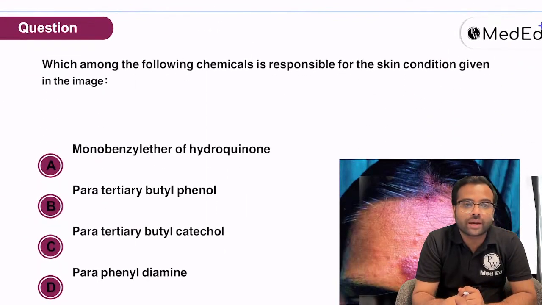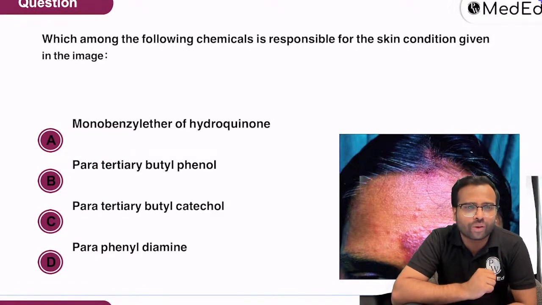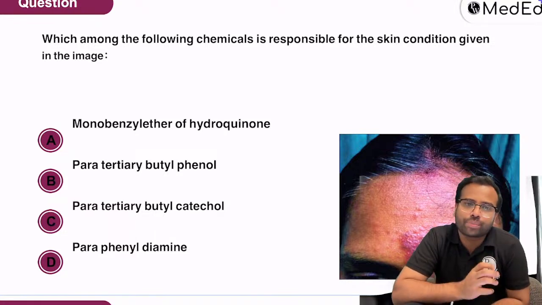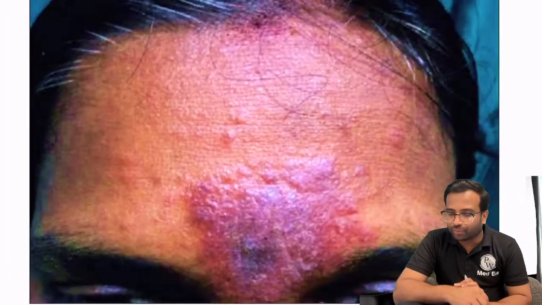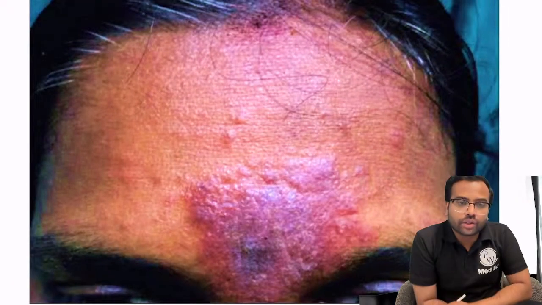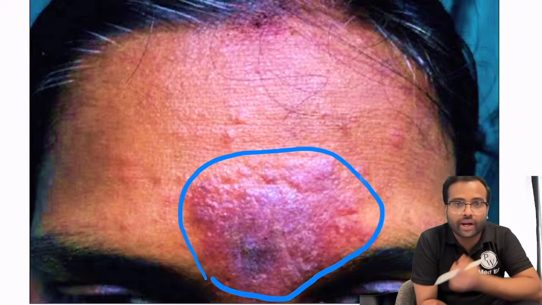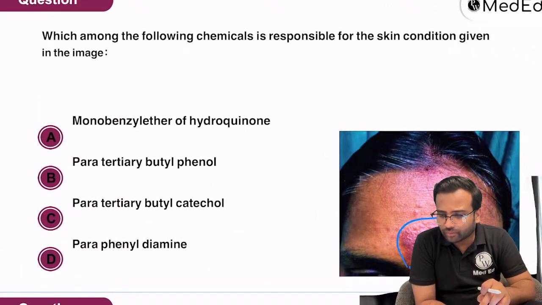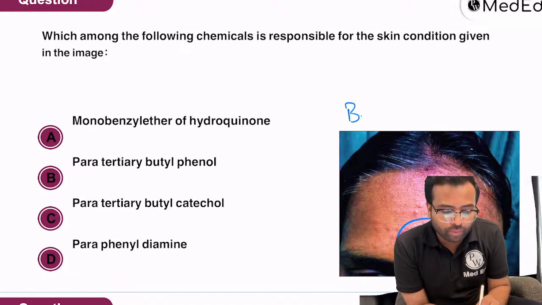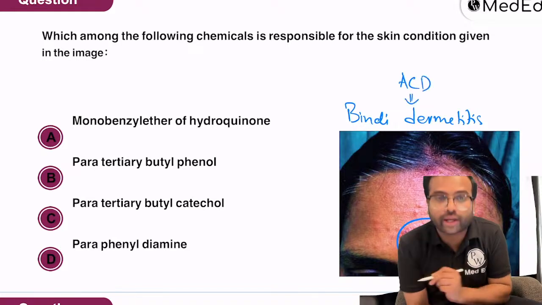So now let's go to the next question. We are shifting from lichen planus and psoriasis and moving to a new topic. Which among the following chemicals is responsible for the skin condition given in the image? Let me zoom the image for you. In this image, I can see an eczematous rash over the forehead. What could it be? This can be due to bindi dermatitis. Bindi dermatitis is an example of allergic contact dermatitis.